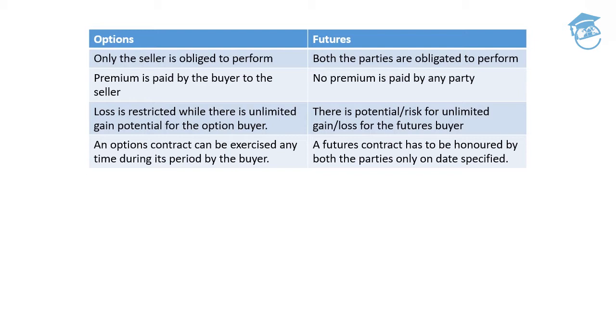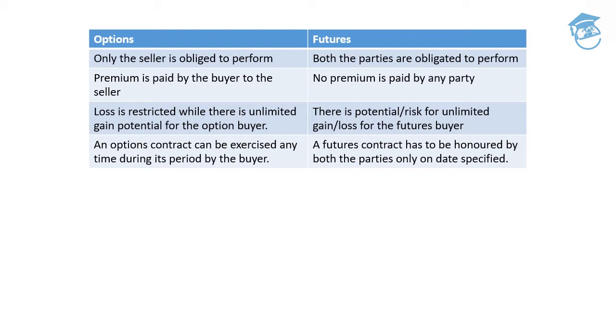Why? Because the seller is the one who is obligated to perform. He doesn't have any kind of right. If tomorrow something doesn't happen in his favor, still he or she has to undergo that transaction, because they are obligated to perform. And in consideration of that obligation, they accept a certain premium from the buyer's end. So premium is paid by the buyer to the seller in case of options, whereas in case of futures, there is no premium. No premium is paid by any party because both the parties are obligated to perform. Simple guys? Cool.